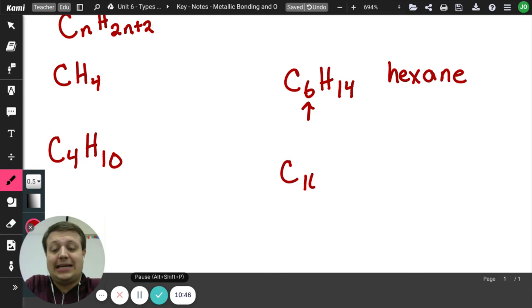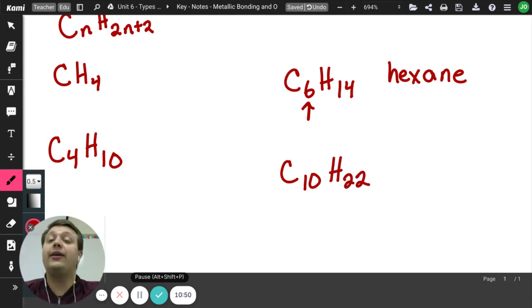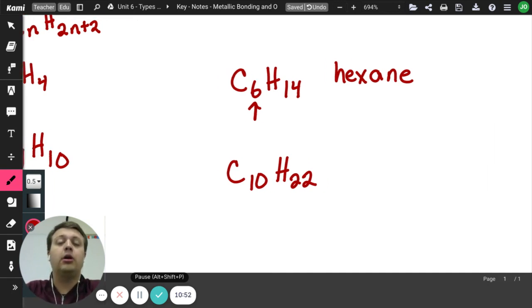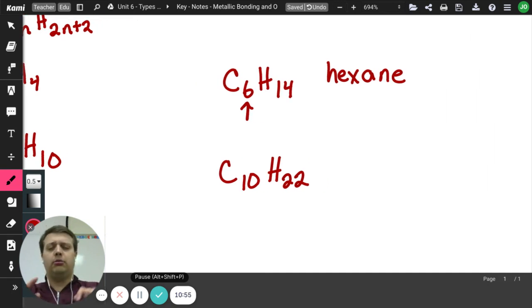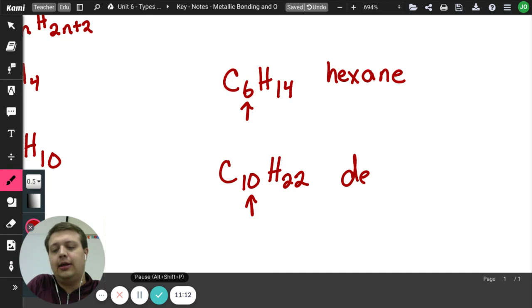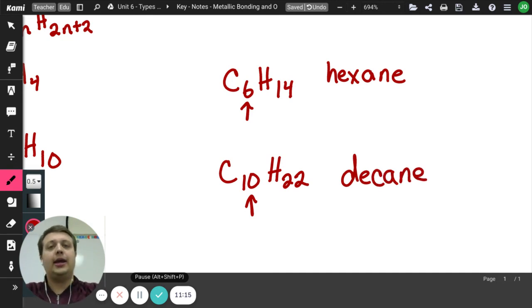So if I had C10H22, and they asked me what is the name of this organic compound, what you would tell me would be, okay, well, it's not in the first 4, right? So mice eat peanut butter, so it's not in those first 4. So then I'm going to have to use my prefixes. So I look at my carbon. What's the prefix for 10? Deca. We add the ending ane to that. So this would be decane.